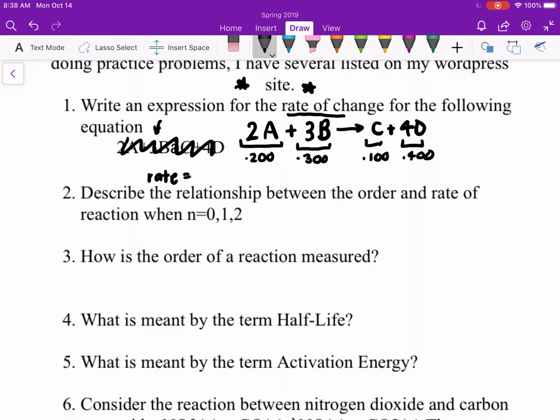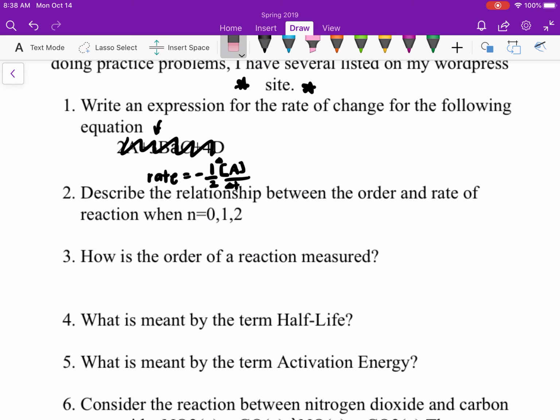And because A is disappearing, it's going to be negative, right? Because it's a reactant and it's forming a product. So 1 over 2 times change in A over T. I'm going to go ahead and erase that. Well, that was dumb. So it's 2A plus 3B to form C plus 4D.